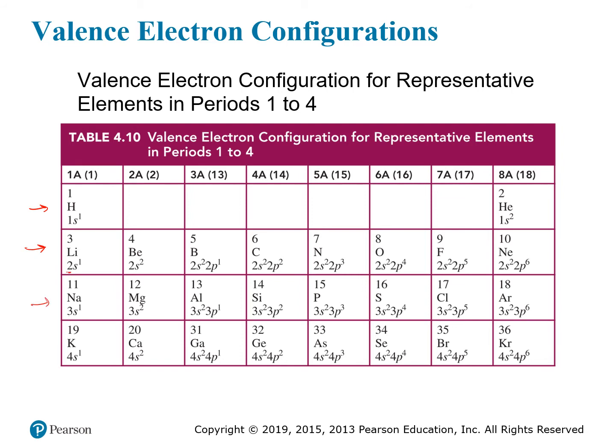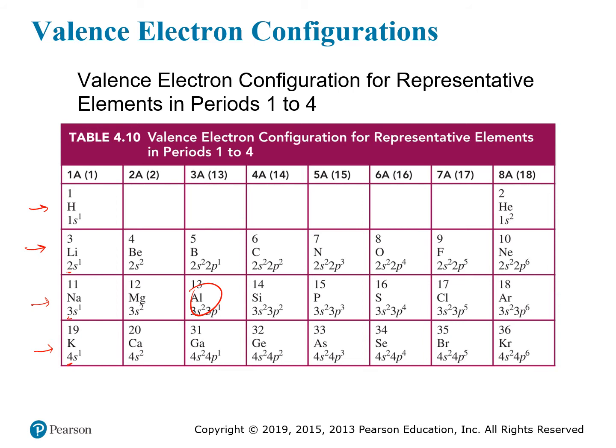In period 3, the highest is n equals 3. And in period 4, the highest is n equals 4. Okay? And so to figure out how many valence electrons there are in a particular element, we just need to count in from the first column to the element and see how many electrons there are. So let's take a random example of aluminum. Okay? So for aluminum, it's in the third row, so the highest energy level is n equals 3. So we need to count how many electrons are in the n equals 3 energy level.